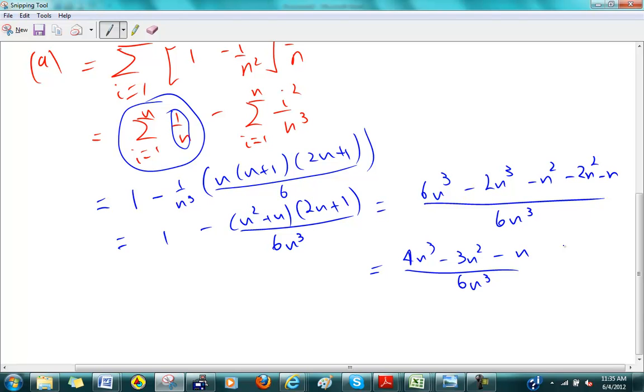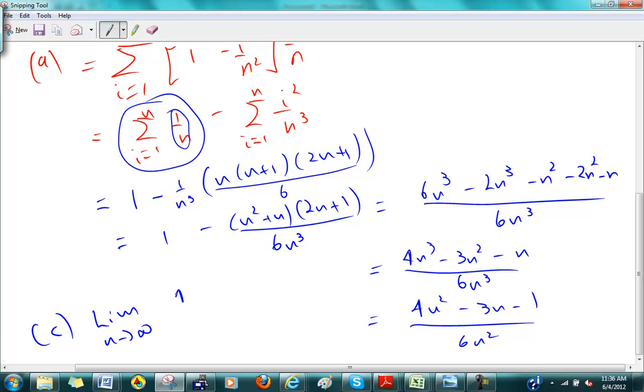Okay? So, what they've done is they've cancelled out one of the n's in there. You guys with me on that? So that becomes 4n squared minus 3n minus 1 over 6n squared. This is a rational function, right? Remember I told you poly over poly? You have a polynomial at the top, you have a polynomial at the bottom. Part C, they want you to take the limit of this as n goes to infinity of 4n squared minus 3n minus 1 over 6n squared.